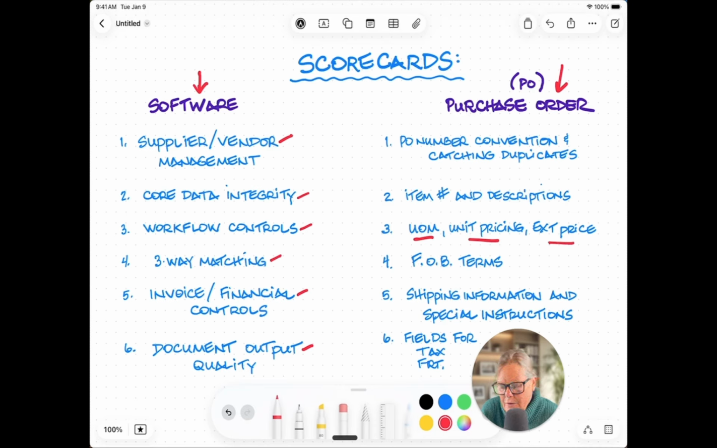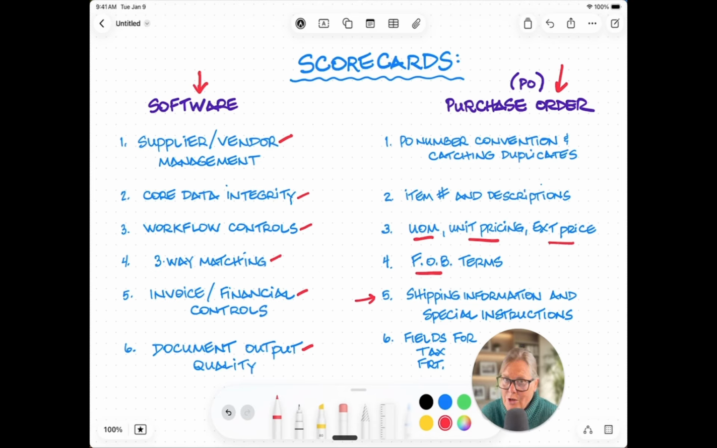This one here, FOB, that's freight on board or free on board. Basically, it tells the vendor who's responsible for the freight. Essential to have that on there. Shipping information, I can tell you, outside of pricing, shipping information was probably the top reason purchase orders had mistakes. People would have a typo in the zip code, or they would forget to put a lift gate or a call for appointment. All of this is essential.